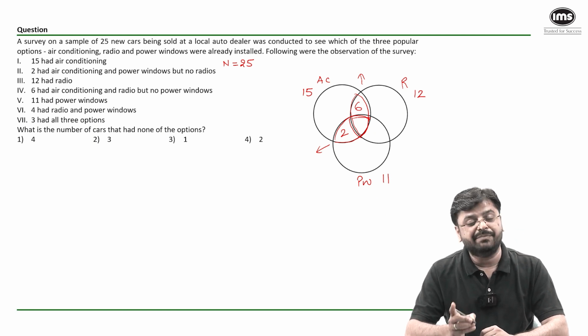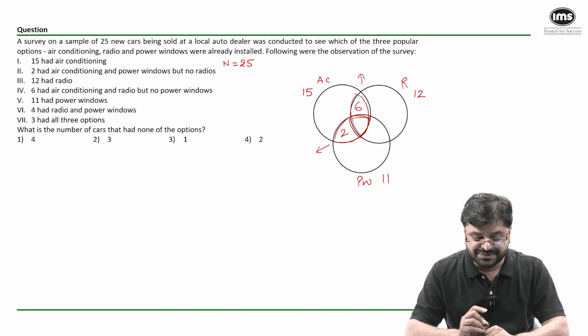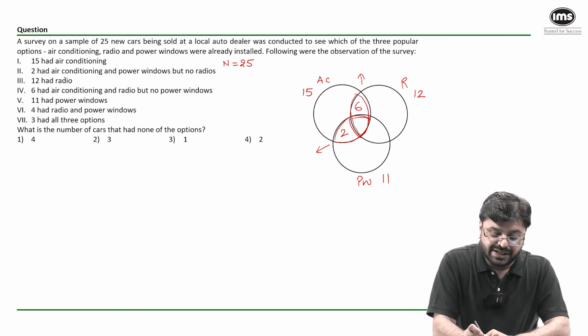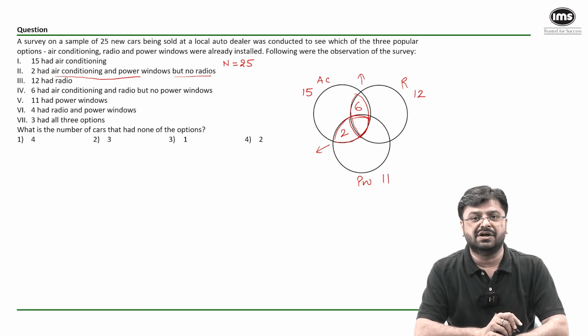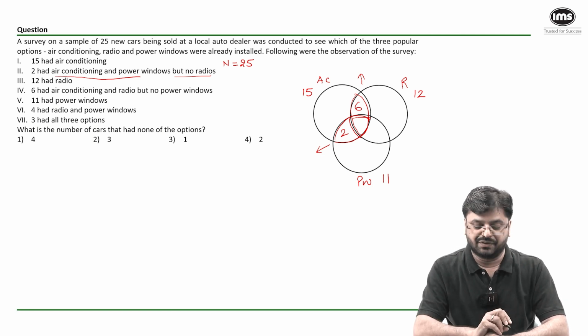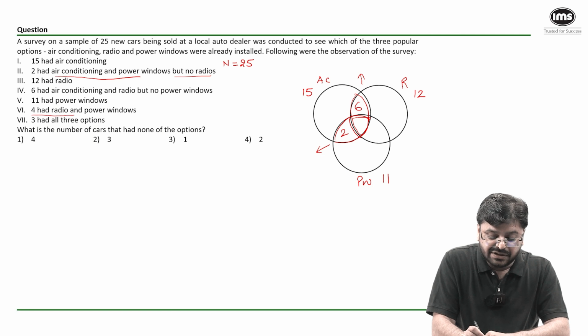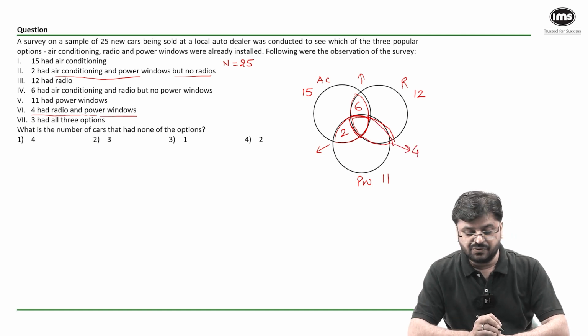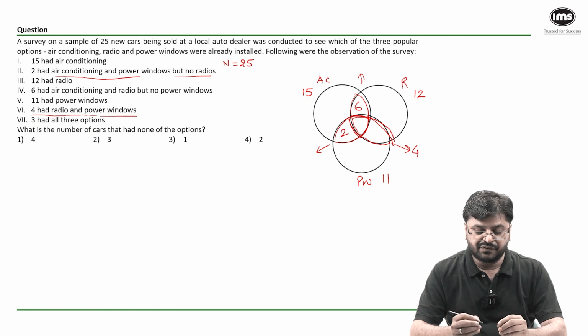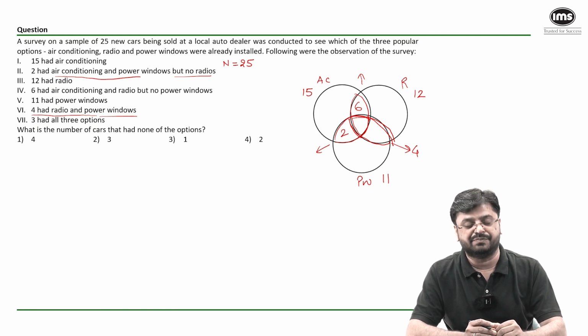4 had radio and power window. Now there is a slight catch. Earlier, what they were saying, the other had 2 of the 3 features, but not the third one. Exactly 2 of the 3. But here they have said that 4 had radio and power window. So this 4 is this part. This denotes the number of cars which had radio and power window.